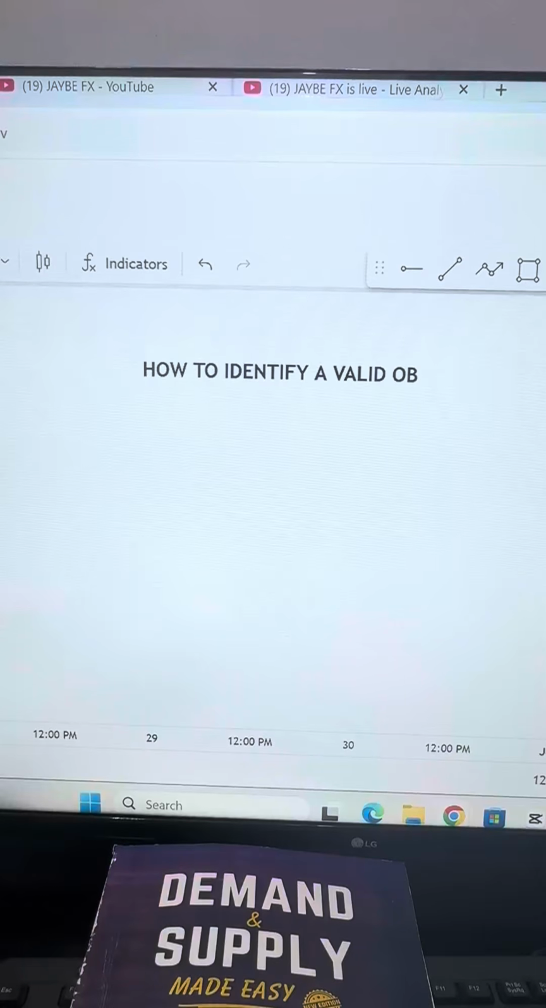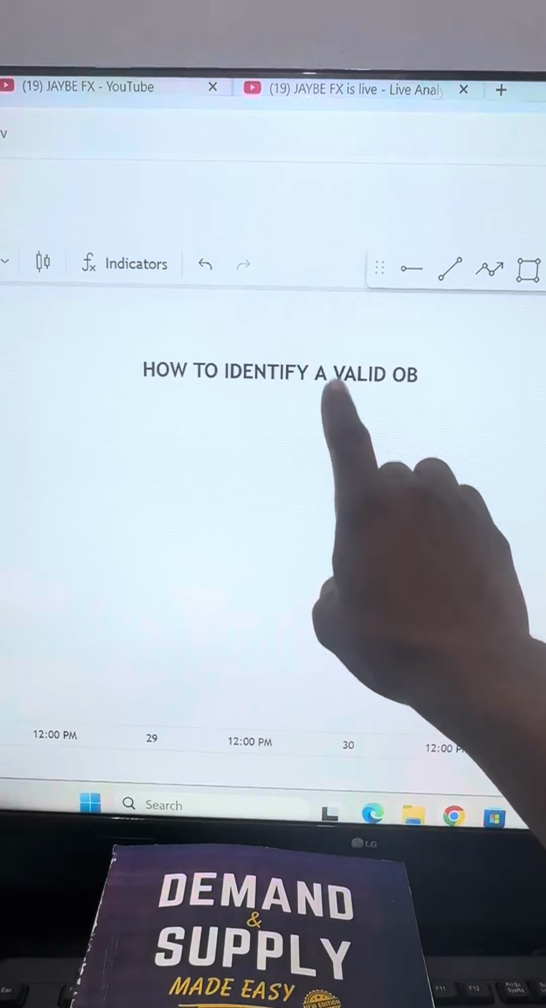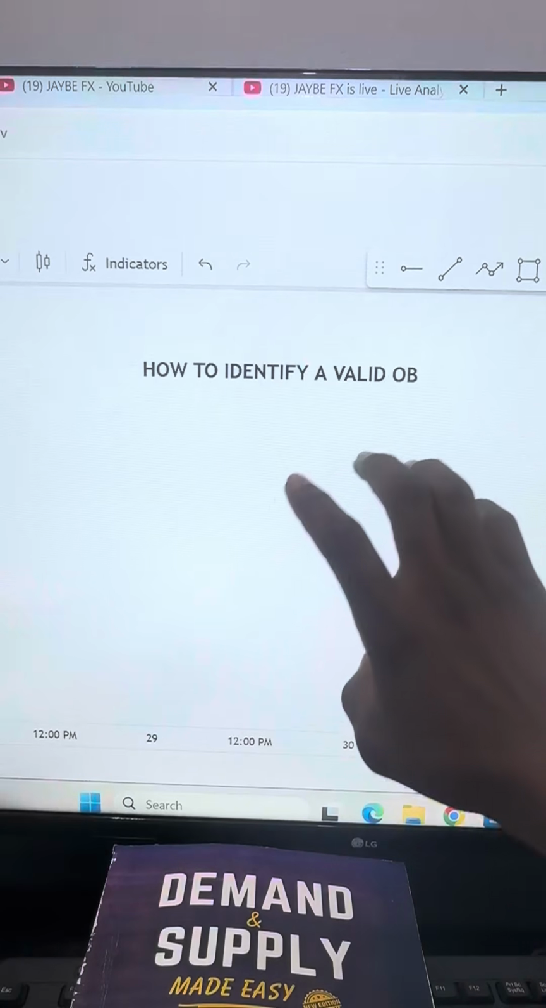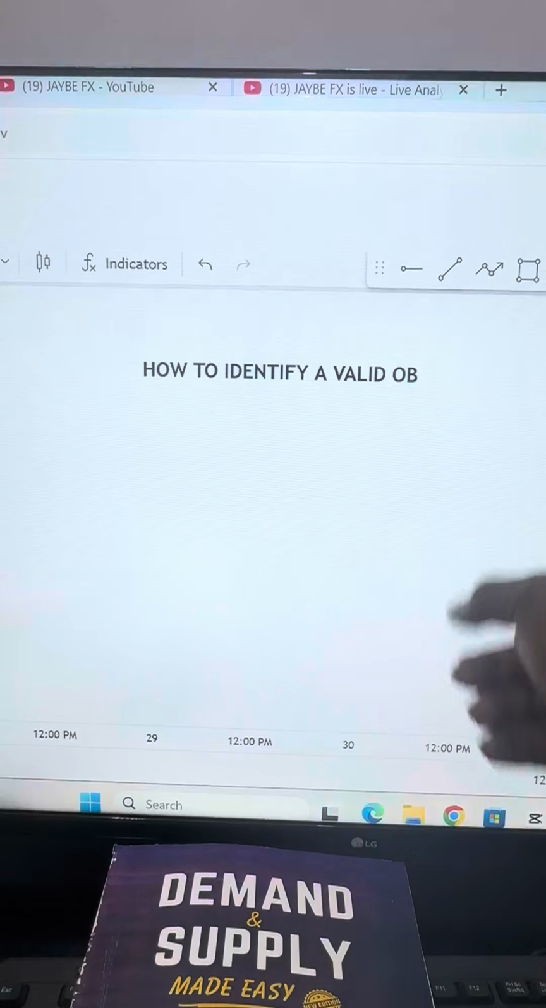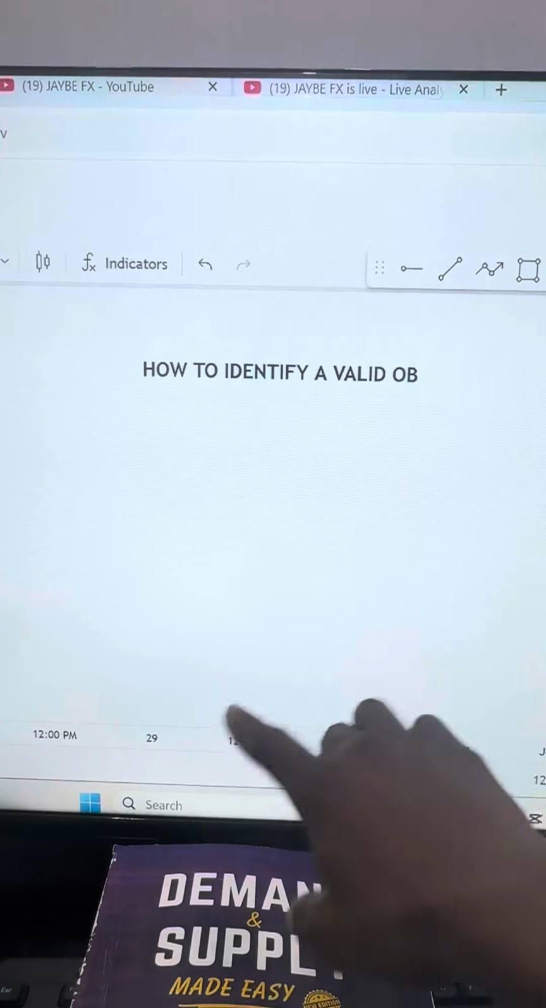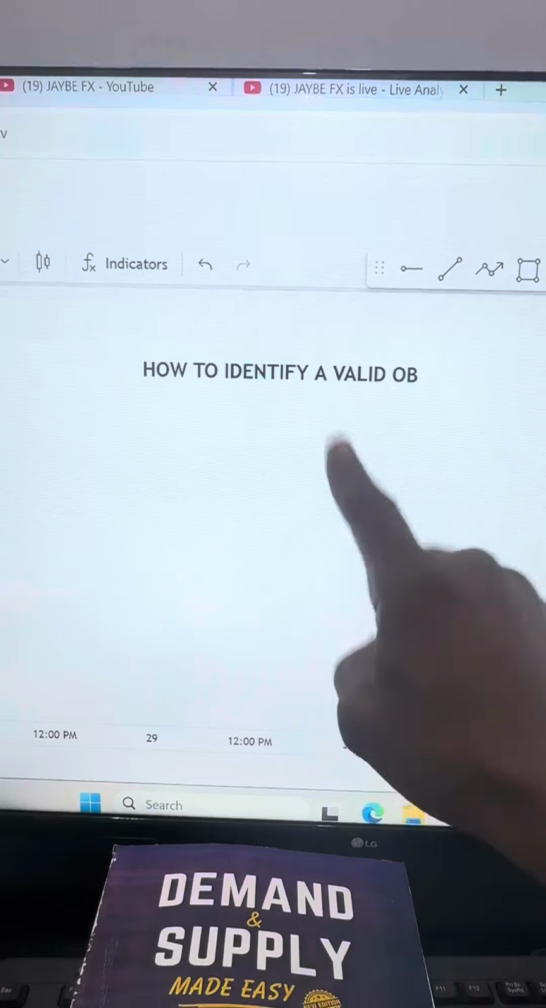What's up, guys? This is Sii Forex here, and very quickly I want to show you how to identify a valid order block. This is one of the major problems I see that most beginners are facing in the forex market. You want to take a trade, maybe a buy setup or a sell setup, but you are doubting if that order block is valid.